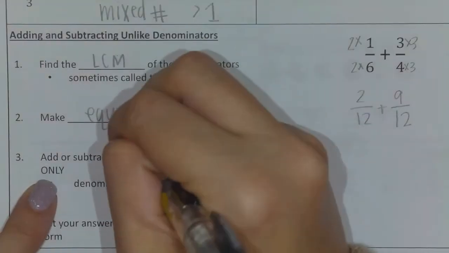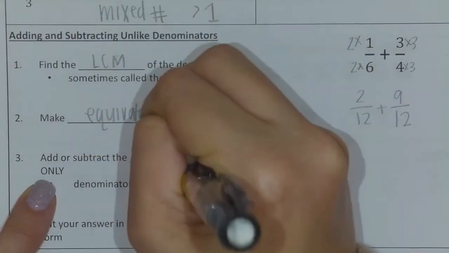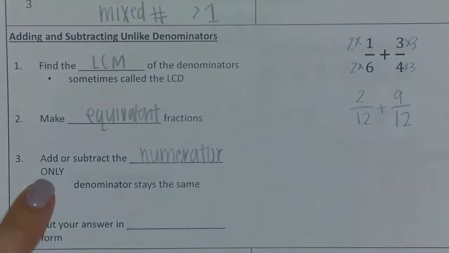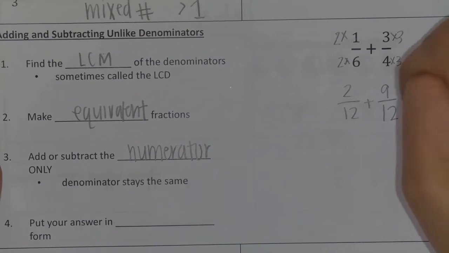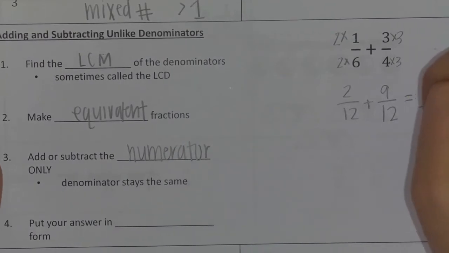So I only want to add or subtract the numerators. That's it. My denominator is always going to stay the same. So 2 plus 9 would give me 11. And again, my denominator stays the same, so 12.